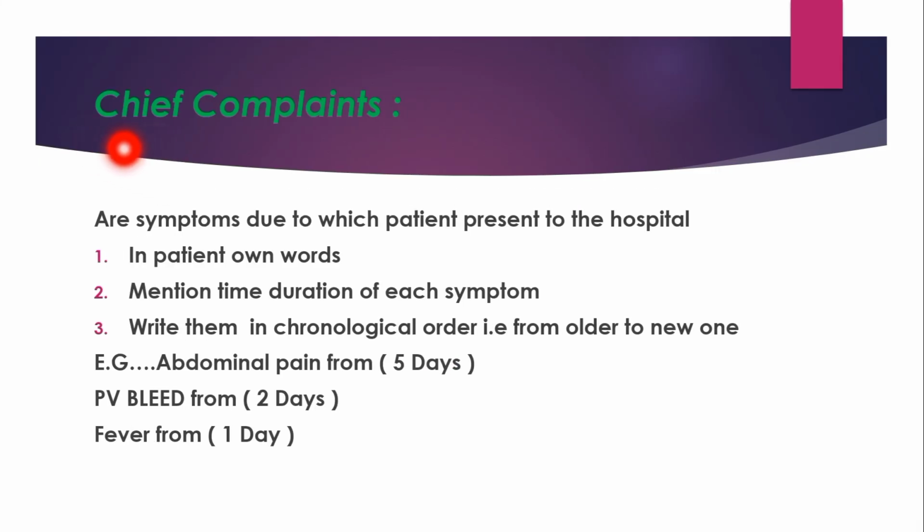So the next step in history taking is chief complaints. Chief complaints are the symptoms due to which the patient presents to the hospital. Write them in the patient's own words and mention the time duration of each symptom, and write the chief complaints in chronological order, which means write them from the older ones to the newer ones. Like patient having abdominal pain for 5 days, vaginal bleed for 2 days, and fever for 1 day.